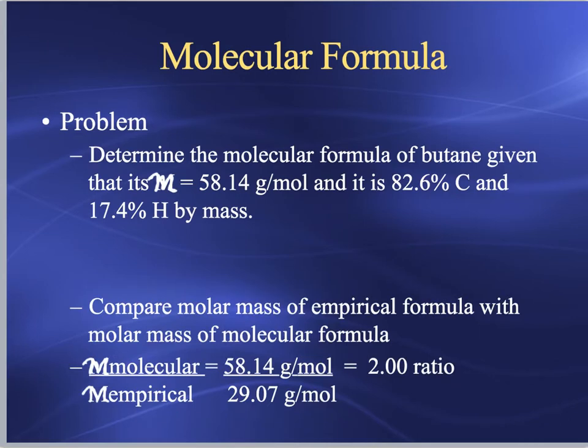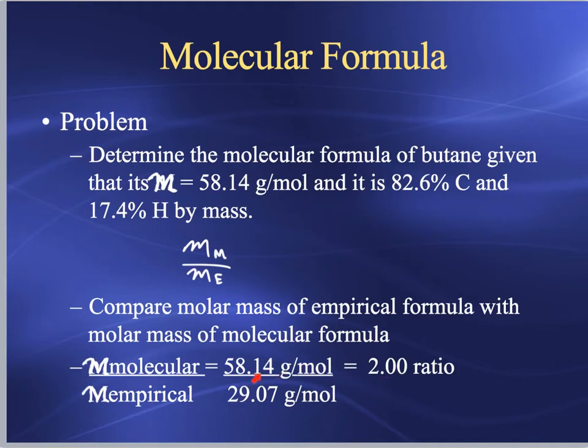And that's going to be to compare the mass of the empirical formula with the molar mass of the molecular formula. Well, all I'm going to do there is take the number given to me in the problem, 58.14, since it says that's what it actually weighs, and divide it by the molar mass of the empirical formula. You might see me abbreviate this as molar mass of molecular divided by molar mass of the empirical, okay? And that's going to give you some ratio. All of your units are going to cancel out.